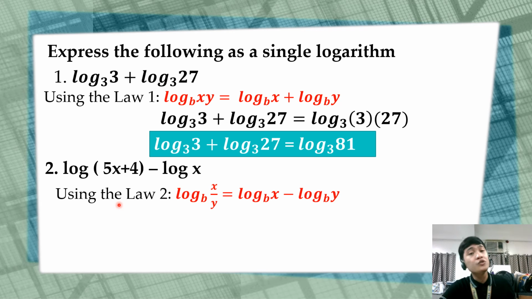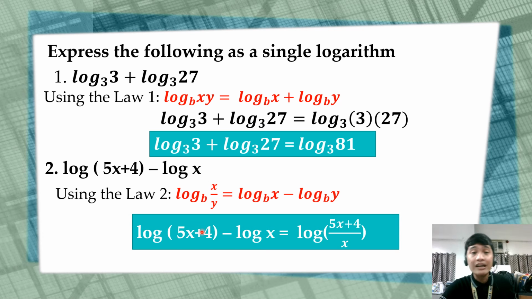So we are going to use the second law of logarithm here, or the quotient rule in logarithm, which states that logarithm of x over y base b is equal to logarithm of x base b minus logarithm of y base b. So from the expanded form, we are going to express this one as a single form. Having said that, logarithm of 5x plus 4 minus logarithm of x is equal to logarithm of quantity 5x plus 4 all over x. So that is our examples number 1 and 2.